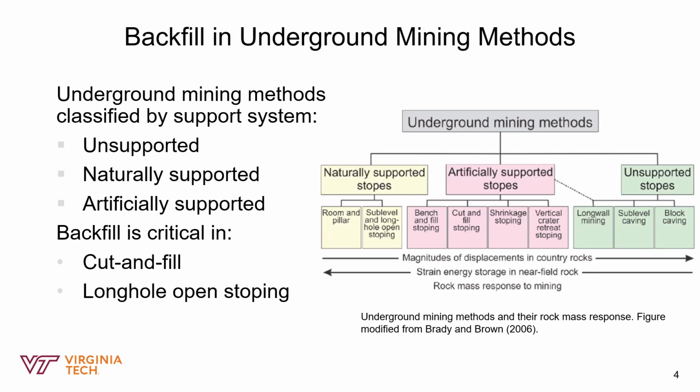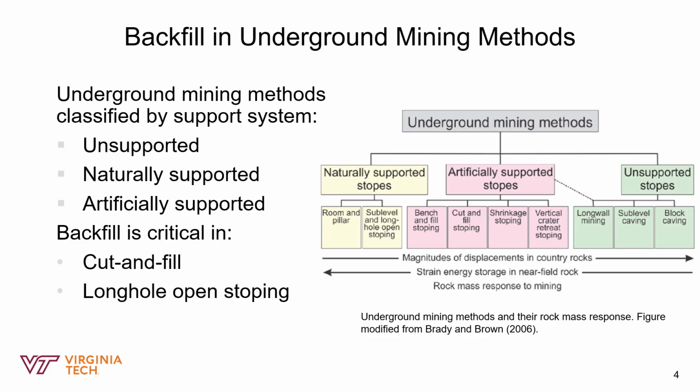So now that we know what backfill is, let's see exactly where it fits in the mining world. So we classify underground mining methods based on how we support the rock mass. If you look at the diagram on the right, you can see the three main families of mining. Now on the far left, we have naturally supported methods like the room and pillar. Here the rock supports itself because we leave pillars of ore behind. Now on the far right, we have unsupported methods like block caving. Here we actually want the ground to collapse. That's how the mining method is designed.